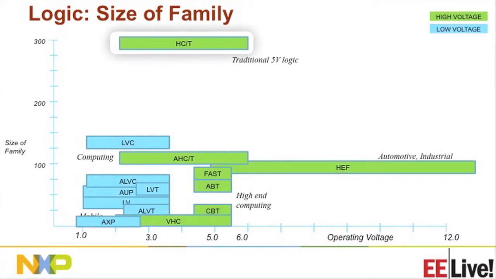You will see most of the functions in HCT logic. This is our traditional 5 volt logic, mostly used in automotive and industrial systems. There's a TTL compatible version of that with HCT. And then as an example, in the low voltage families, LVC is still very popular. So we are shipping a lot of LVCs. This is a 3 volt family, and you can see about 150 different unique functions are available in LVC.